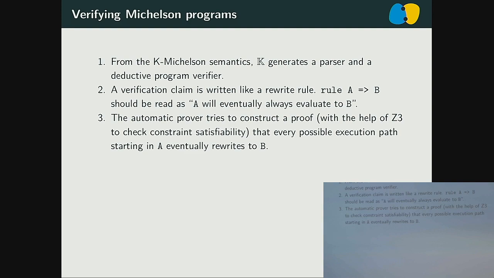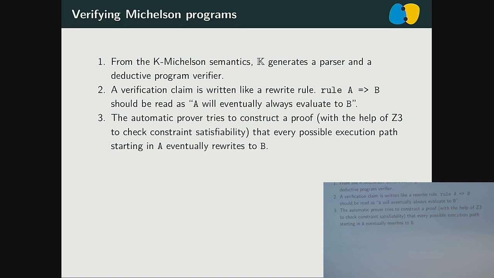The automatic prover tries to construct a proof. Sorry, that's not the right phrasing. It tries to prove it. We don't actually produce proof objects yet. That's underway. It uses Z3 to check constraints. You can plug in other SMT solvers if you prefer. And just make sure that it tries to prove the claim.